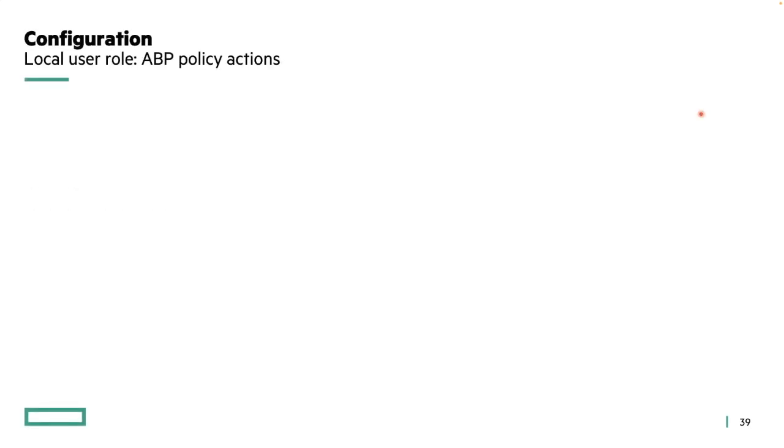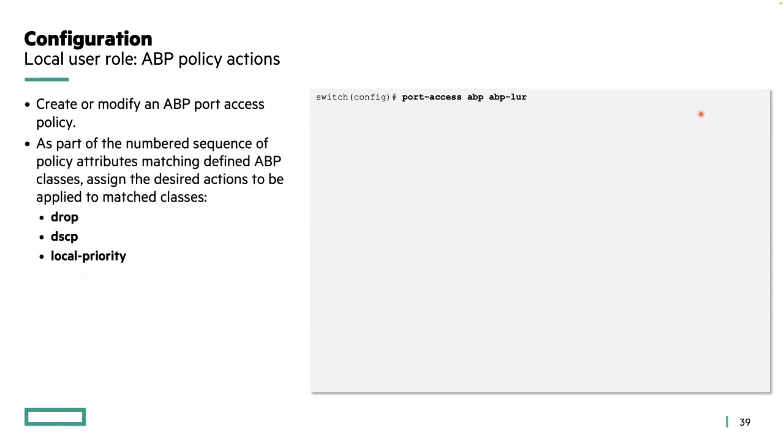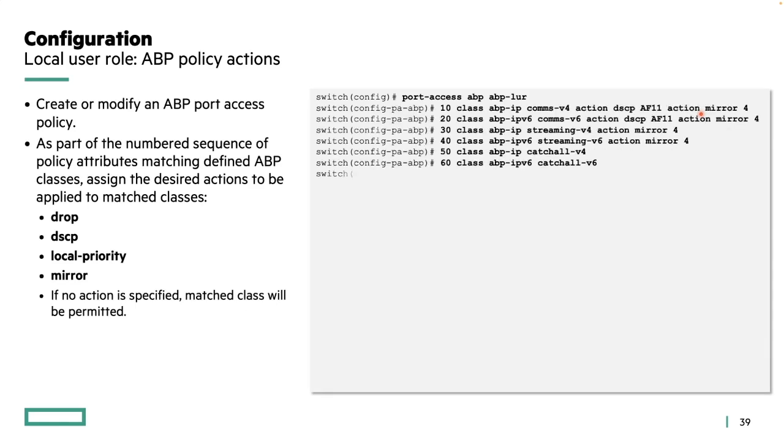So how do you deploy these new actions in app-based policy phase 2? We'll start with the local user role configuration. Just the same as you would for any other app-based policy, you're going to create or modify an existing policy. And as part of that numbered sequence of policy attributes that you're defining, you're going to assign the desired actions to those classes.